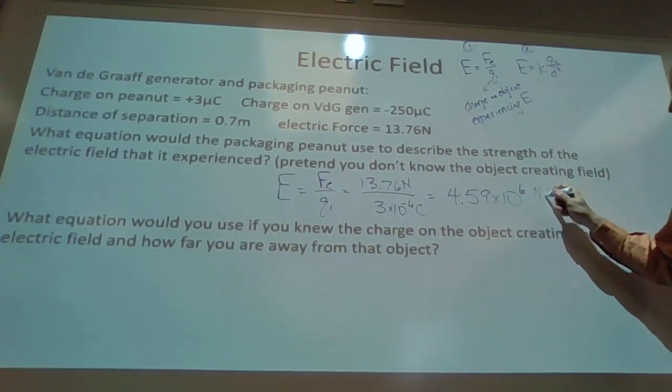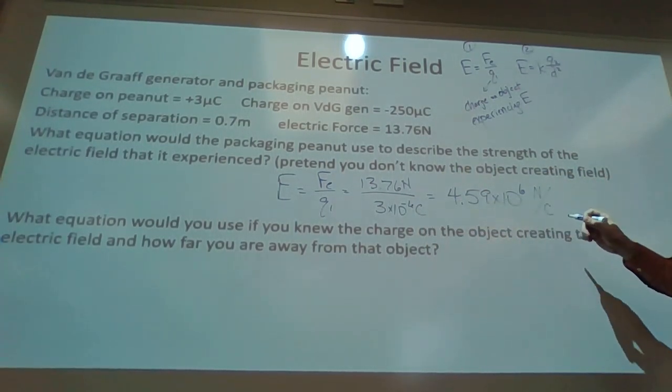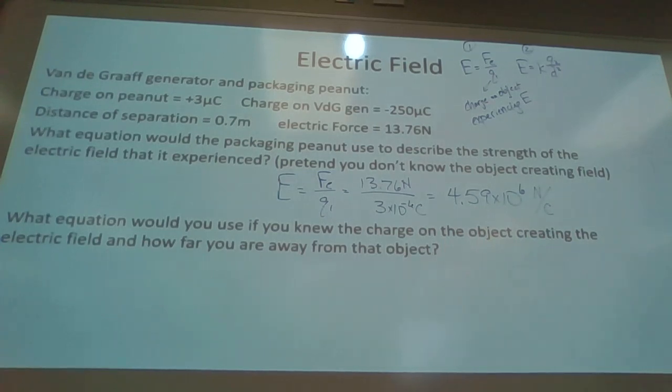Newtons per coulomb. Okay, newtons per coulomb is the unit for electric field. So, from the perspective of the Van der Graaf generator, the object that's creating the electric field, which equation do you think I should use?